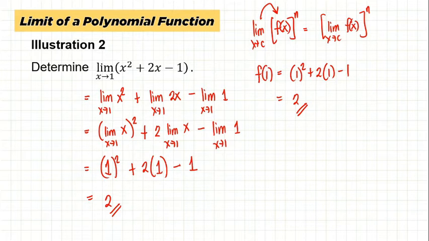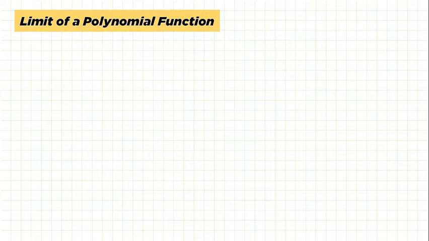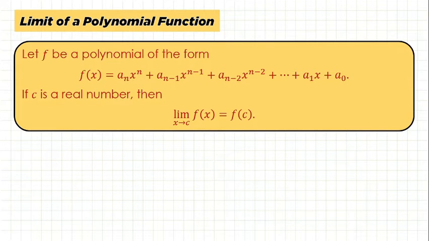From those observations, we actually have a theorem. Let f be a polynomial function of the form shown here. This is the form of a polynomial function. If c is a real number, then the limit of f of x as x approaches c is equal to f of c. Therefore, in evaluating the limit of a polynomial function, pwede lang pala nating i-substitute directly yung value ng c para makuha natin yung value ng function, kasi the same lang siya sa limit ng function according to this theorem.